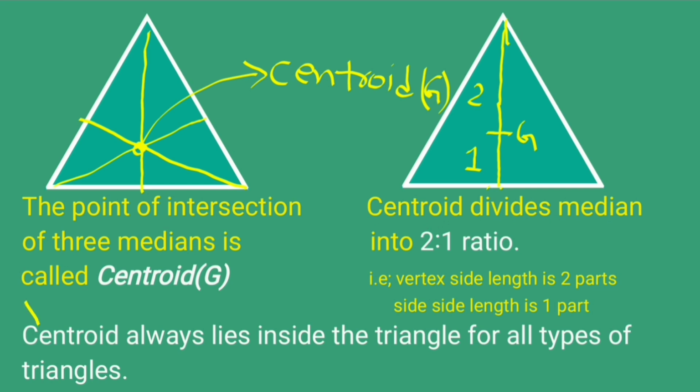Now this is the important point. Centroid always lies inside the triangle for all types of triangles. That means whether it is an acute angle triangle or right angle triangle or obtuse angle triangle, whatever the type of the triangle, the centroid always lies inside the triangle only. Remember this important point.